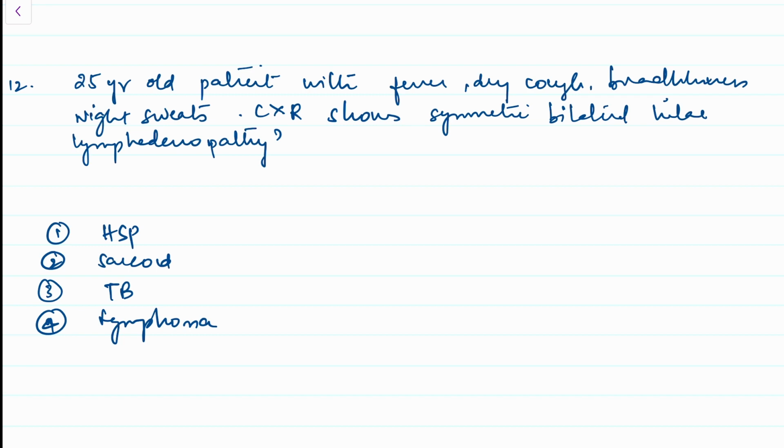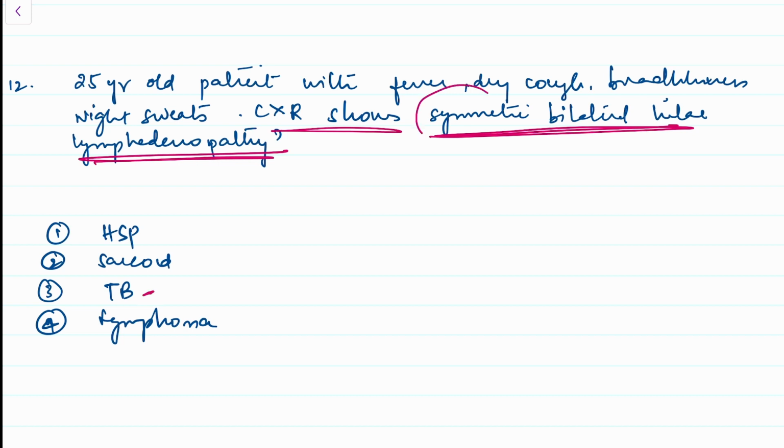Next up, a 25-year-old patient with fever, dry cough, breathlessness, night sweats. Chest X-ray shows symmetric bilateral hilar lymphadenopathy. All the clinical history here points towards tuberculosis, but they have mentioned symmetric bilateral hilar lymphadenopathy. That is something very specific to sarcoid, and that is what I think the answer is in this case. So I would go with sarcoid because they have mentioned bilateral lymphadenopathy.